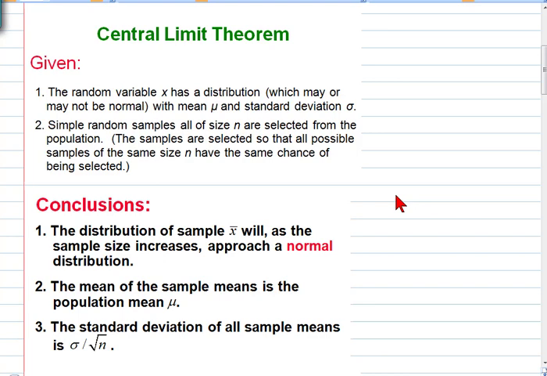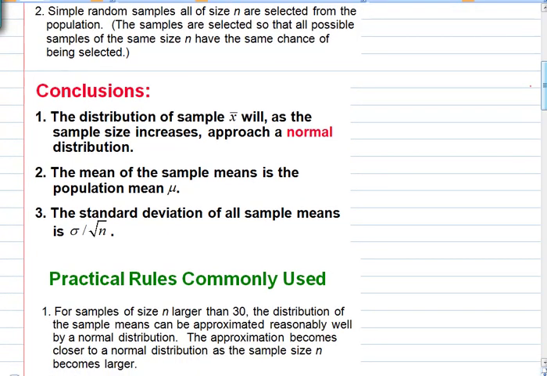It doesn't have to. The second condition is that simple random samples of size n are selected from the population. So given any distribution and you select a random sample of size n, the samples are selected so that all possible samples of the same size have the same chance of being selected. If that happens, then the distribution of the sample mean will, as the sample size increases, approach the normal distribution, no matter what the original distribution shape is. Typically, if your sample size is greater than 30, then you're okay.